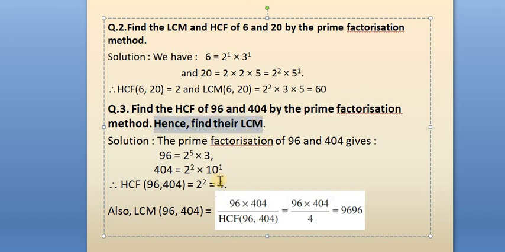Now you use that property, don't directly find the LCM, because here it is given, hence find their LCM. So to find it, you use the property HCF into LCM equal to the product of the numbers. 4 into LCM is equal to the product of the numbers. So the product of the numbers divided by 4: 96 into 404 by 4 equals 9696.